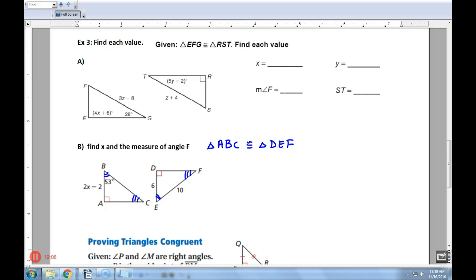So finding X, I basically can set this up, and so it looks like the side that's between the 90 and the 2 arc is between the 90 and the 2 arc. So 2x subtract 2 equals 6. Add 2 to both sides and divide, and I'm here. And then if I need to find angle F, let's see, so if this is 90 and I have 53, that's 37 over here, and C and F match, so that would be 37. So the measure of angle C is 37 degrees.